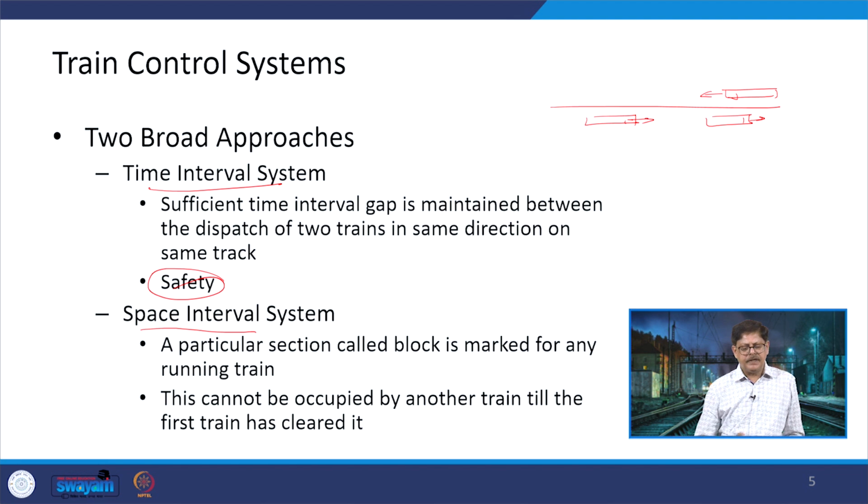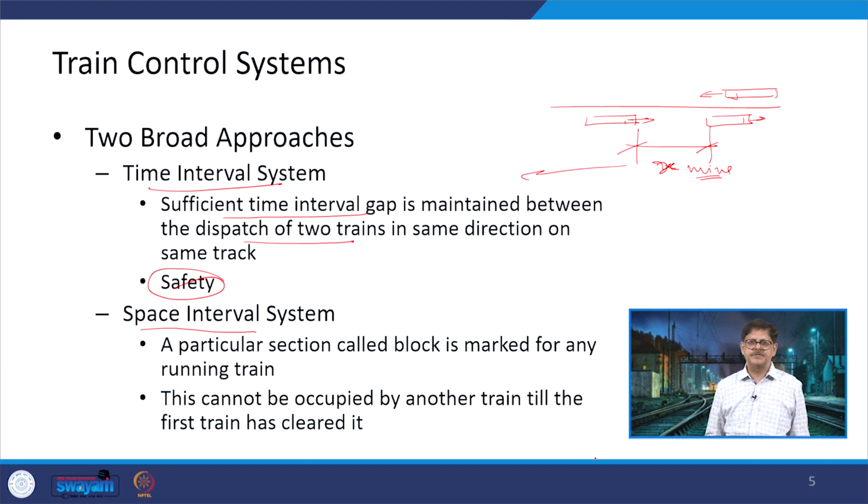In the case of a time interval system, a sufficient time interval gap is maintained between the dispatch of two trains in the same direction on the same track. It means what we are saying is, when these trains are moving on the same track, this particular distance is x minutes. So, that is how the time interval system works.